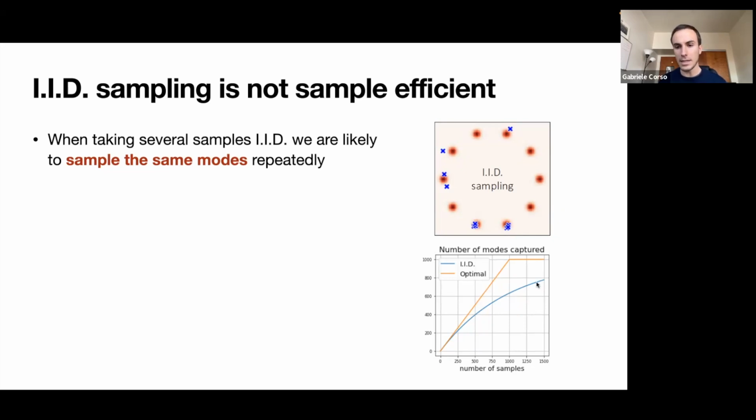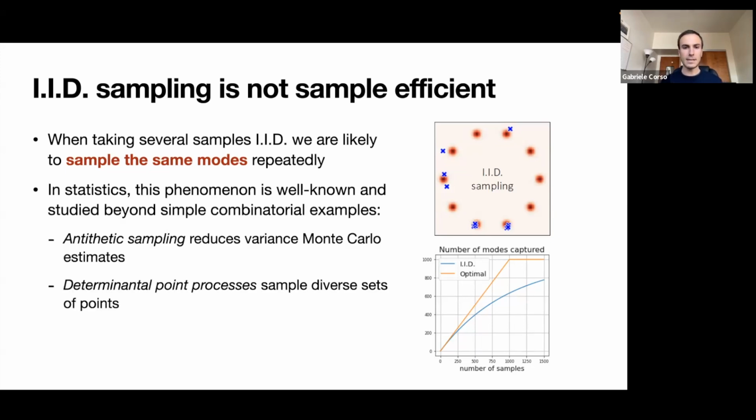We can see here the expected number of modes captured as a function of the number of samples. If we have, for example, 1,000 modes and 1,000 samples, we're going to capture on average 65% of the modes, while we could optimally be sampling all of the modes.